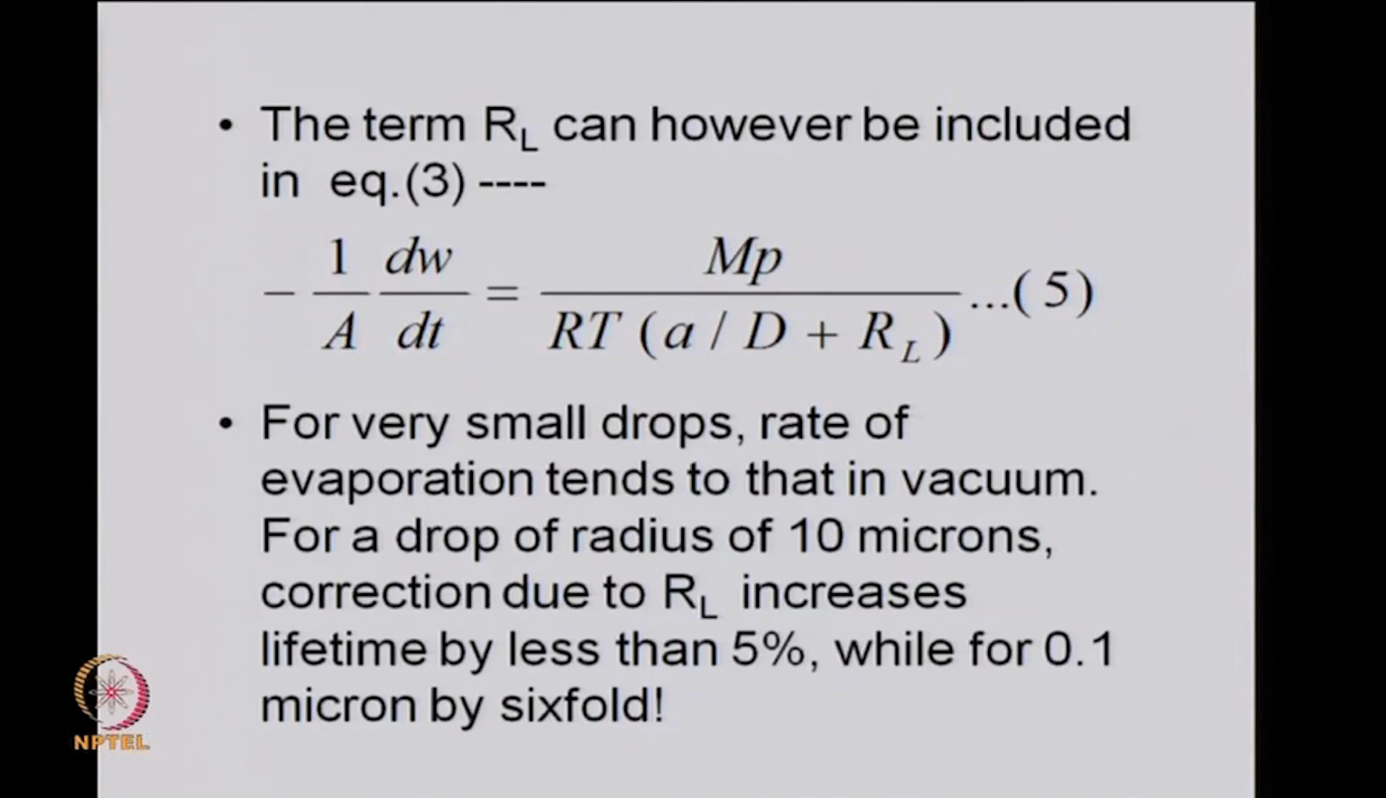For very small drops, the rate of evaporation tends to that in vacuum. For a drop of radius about 10 microns, the correction due to this liquid phase resistance increases lifetime by less than 5%, but for about 10th of micron it has a 6-fold effect. So, near the end of the life of the drop, the liquid phase resistance becomes a very significant one.